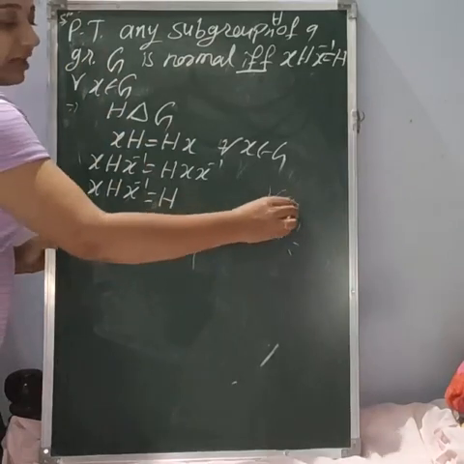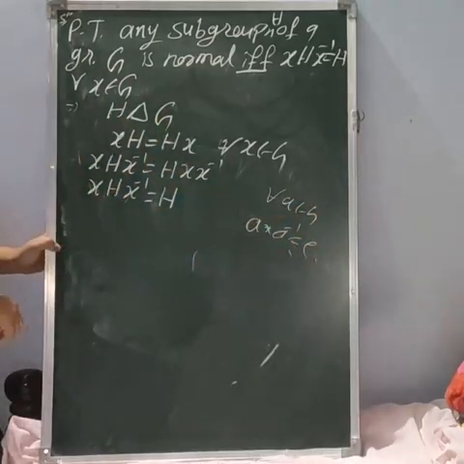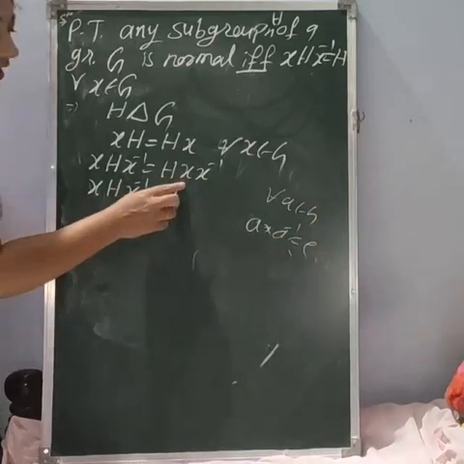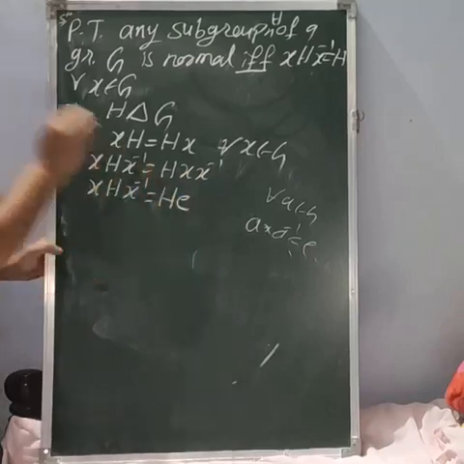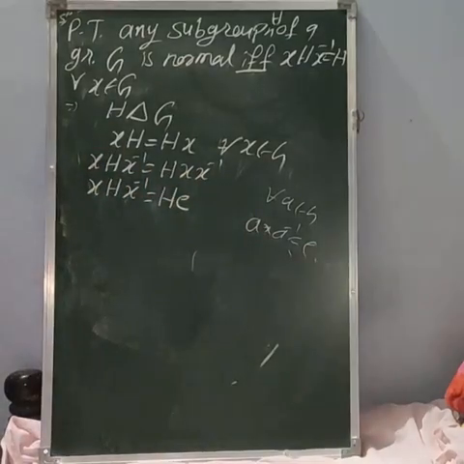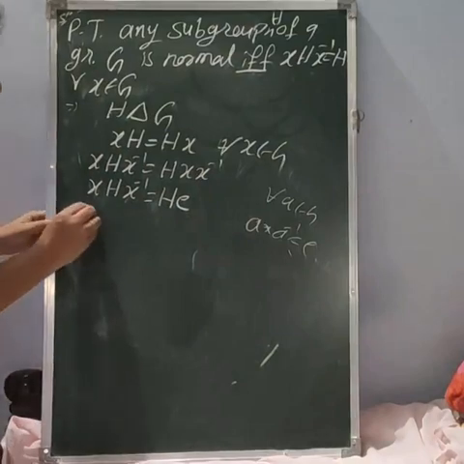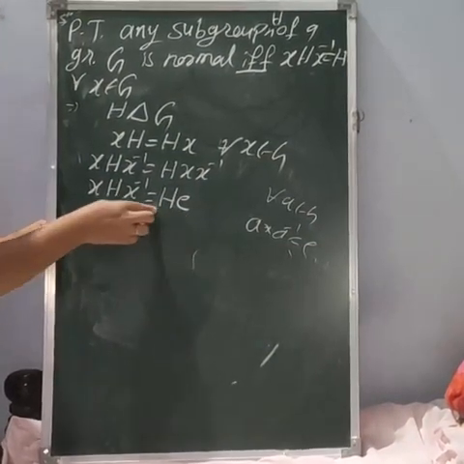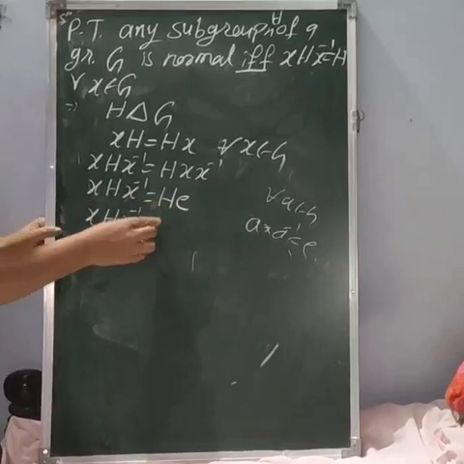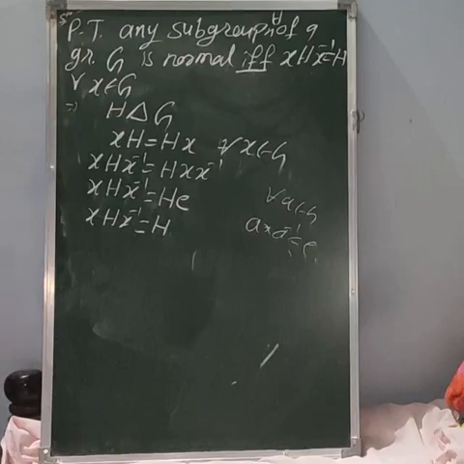So for every element a belongs to G, a star a inverse should be equal to what? Identity element. Here x belongs to G, so I will write x into x inverse is also the identity element by using the definition or law of identity. Now x h x inverse, and you know that identity element into any set or any element, you will get that set itself or that element itself.